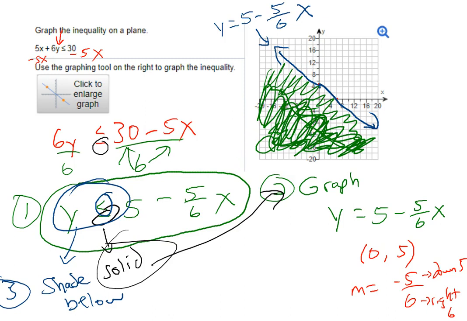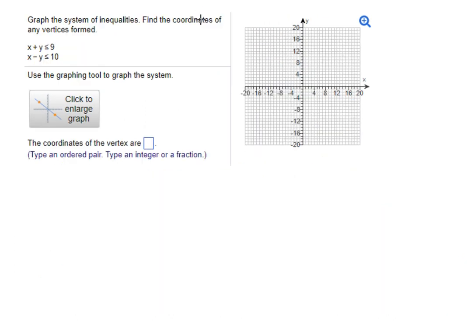You're also going to have some problems in chapter 3 where you have to solve a system of inequalities, so they give you more than one. But you do it in the same way. You're going to solve both of these for y, graph both of them on the same Cartesian coordinate system, and then shade in the appropriate region that satisfies both of them. So we'll solve the first one for y. Let's go ahead and do the first one here.